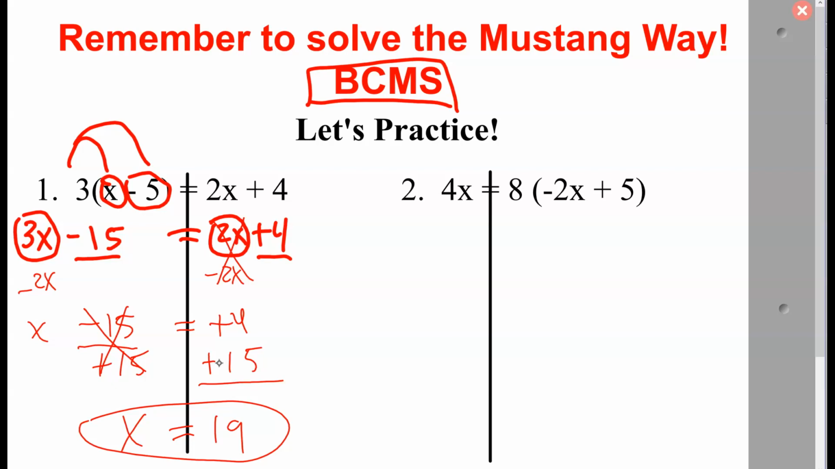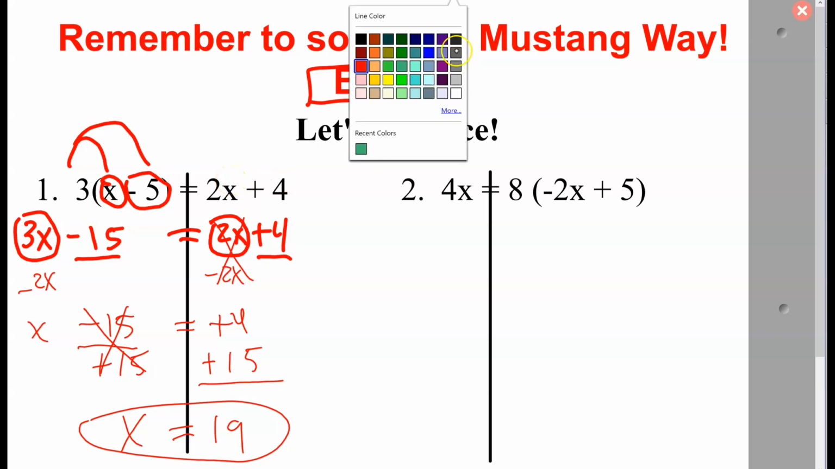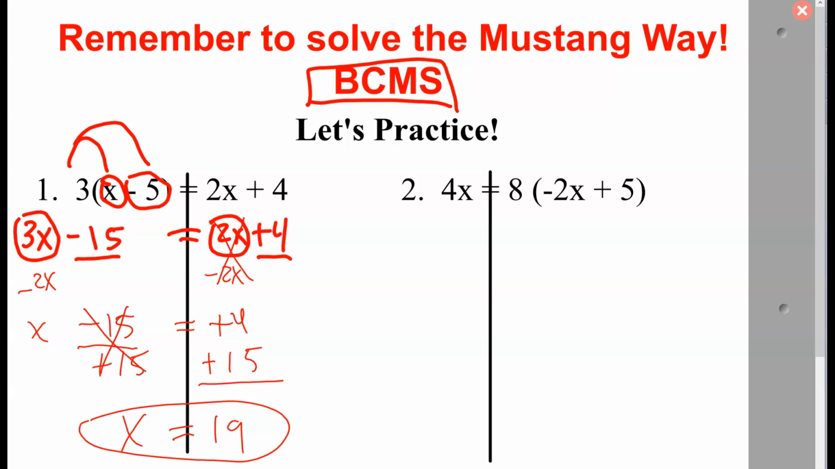Okay? So this one's a little bit different because we do want to get our variable terms on the same side. So that M step is the one that's a little bit different. And the reason for that is because now we're looking at equations with the variable on both sides. All right? Let's jump into this next one over here and take a look at that really quick.